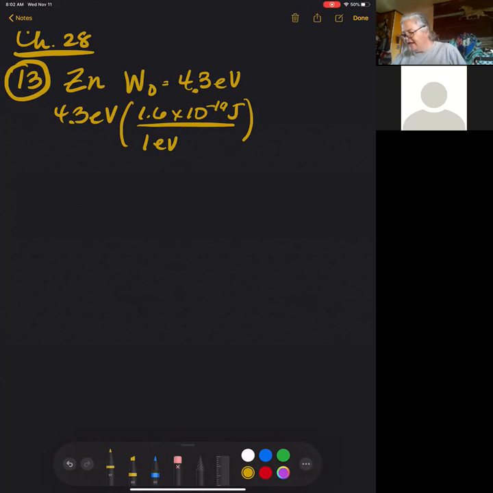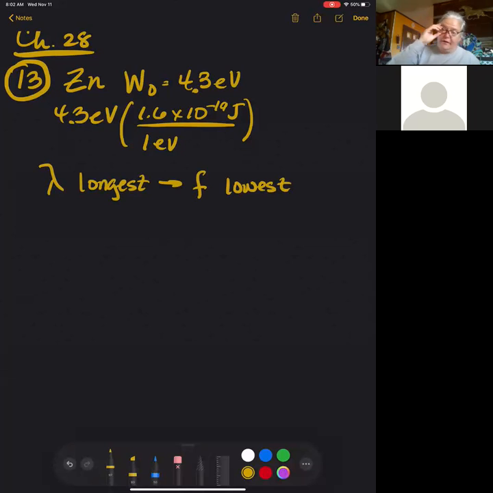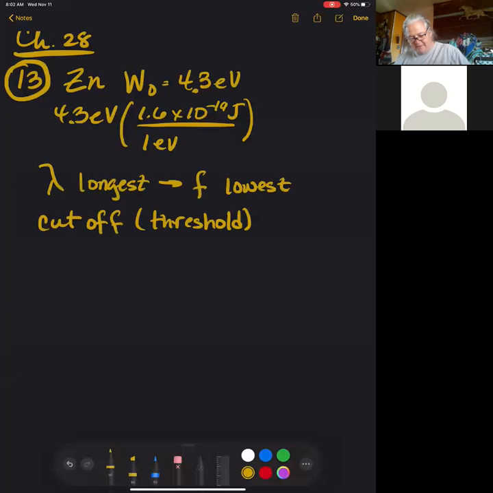Then it says, what is the longest wavelength of light that will release an electron from the zinc surface? So we want to find the wavelength that's the longest, and that's going to correspond to the frequency that's the lowest, because the longer the wavelength, the lower the frequency, and we learned that in the chapter about light. So we're looking for the cutoff, or threshold frequency, because remember, that's the lowest frequency of light that will release photoelectrons from a metallic surface in the photoelectric effect.